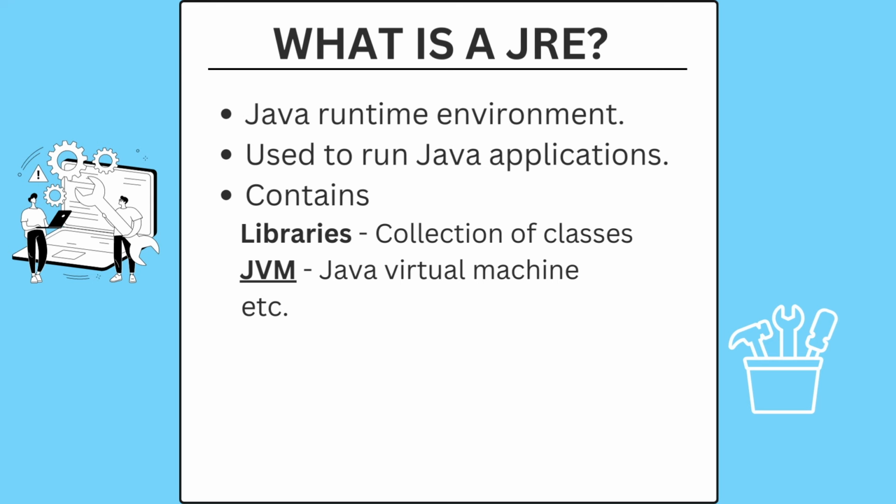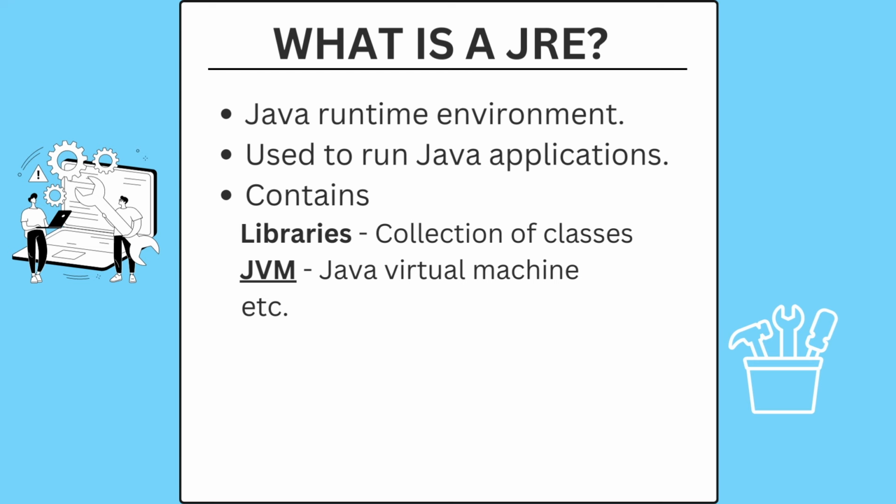So JRE stands for the Java Runtime Environment, and it is used to run Java applications, right? So using JDK, we can develop and run Java applications, but using JRE, if we download just the JRE, we can only run Java applications, right? So what does the JRE contain? JRE contains the libraries and the JVM.